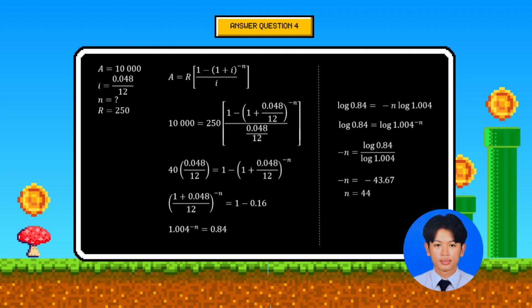RM 10,000 equals 250 open bracket 1 minus open bracket 1 plus 0.048 over 12, close bracket, negative n over 0.048 over 12. After completing all the equations in the bracket, we will get 1.004 to the negative n equals 0.84. After that, we insert log 0.84 equals log 1.004 to the negative n. So we divide log 0.84 over log 1.004 to get the negative n, and the answer should be 44 months.